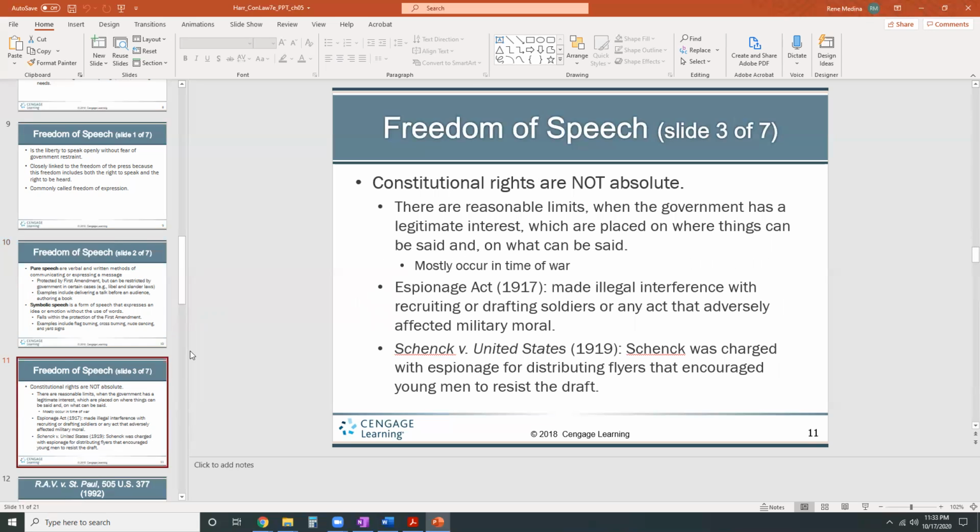Now, your constitutional rights, like I said earlier, they're not absolute. There are reasonable limits where, in certain circumstances, if the government has a legitimate interest, they may be able to restrict what a person may say. Frequently, these restrictions are found during times of war. If you're trying to potentially interfere with the government's ability to promote or conduct a war effort, sometimes the Supreme Court and federal courts have found that Congress and the federal government may pass laws punishing you for doing that.